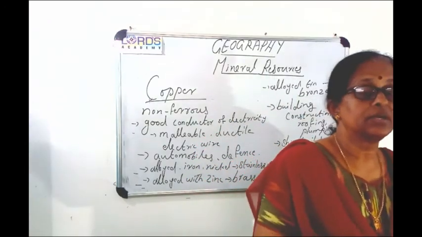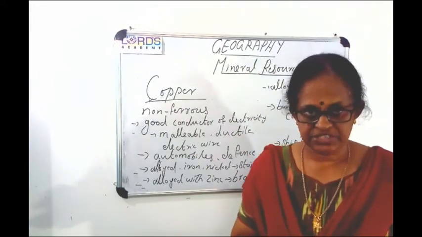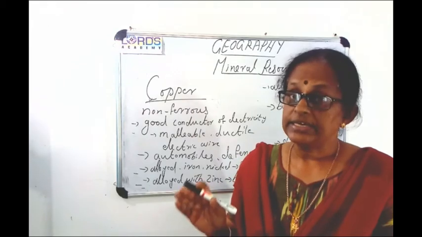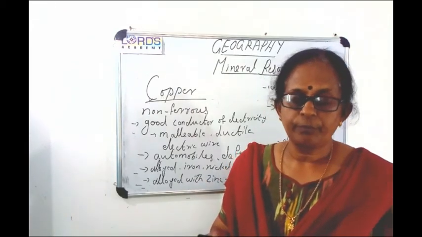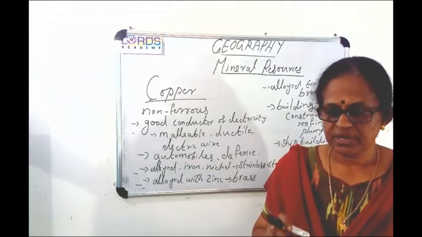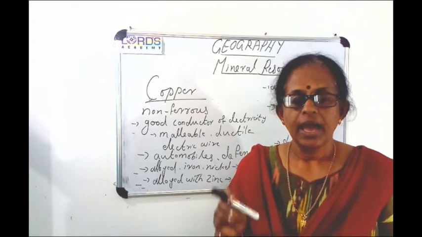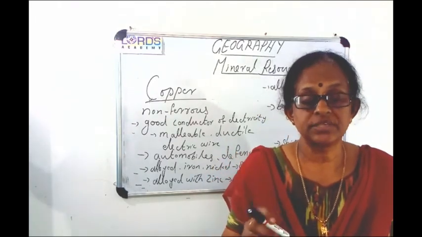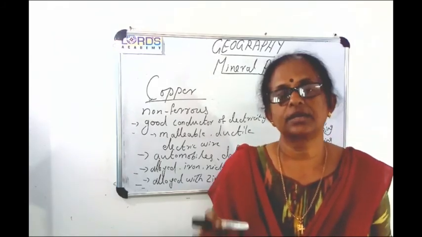Okay, then what are the uses of copper? You know, it is a non-ferrous metal, and we get it in natural form. It is the earliest metal used by man, and it occurs in native form and in three principal combinations. What are they? Sulfides, oxides, and carbonates.